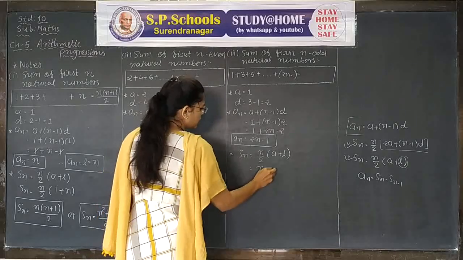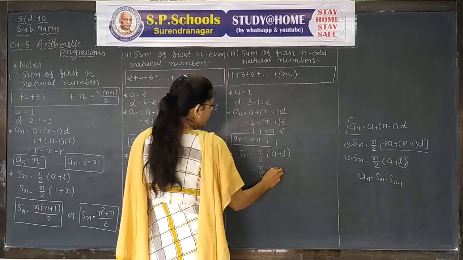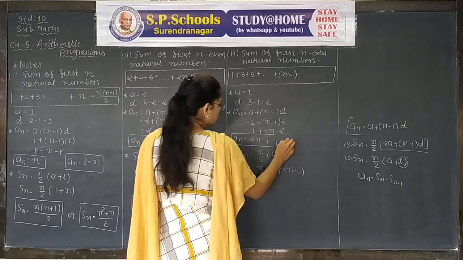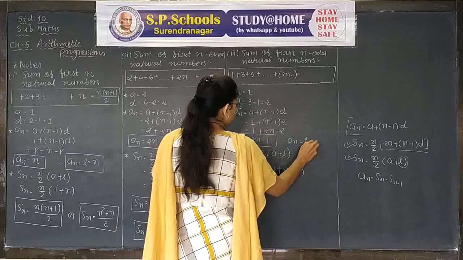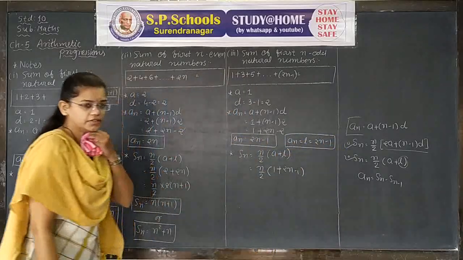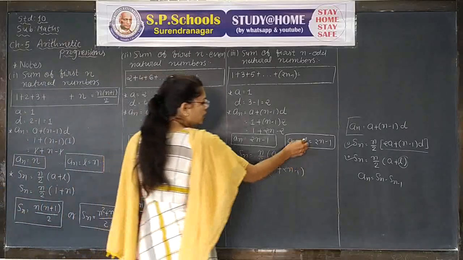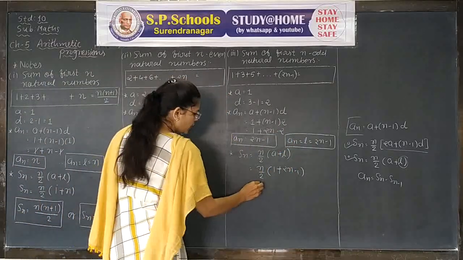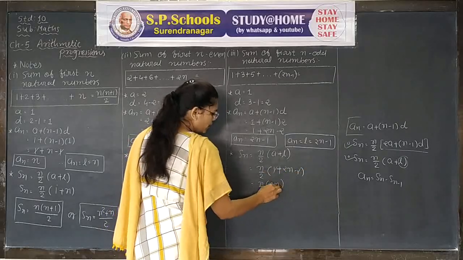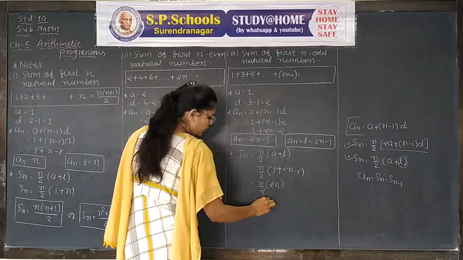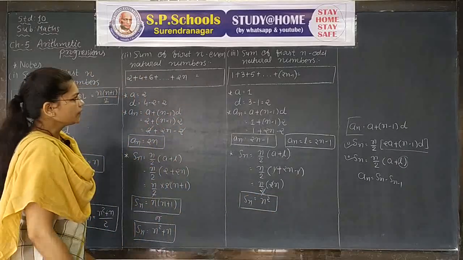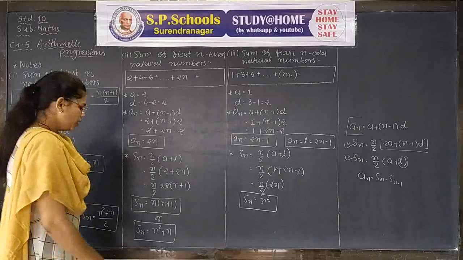n upon 2 as it is, into bracket a plus l, where a is 1 and l is 2n minus 1, because the last term an equals l equals 2n minus 1. But keep in mind, whenever we know the last term, it is called an, the last term. n upon 2 as it is. Now plus 1 and minus 1 cut, remaining into bracket which is 2n. 2 cut, n into n which is n square. It is the sum of first n odd natural numbers.